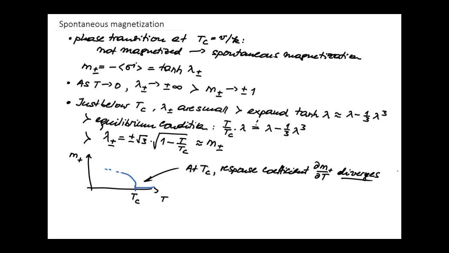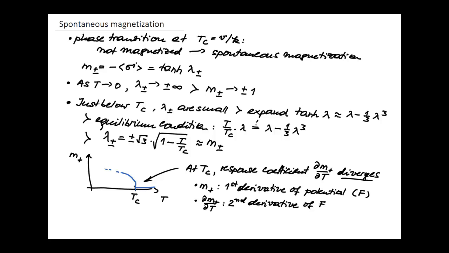Now the magnetization is a thermodynamic variable that you can obtain from the thermodynamic potential, in this case the free energy, by taking the derivative with respect to magnetic field. So the m plus, the magnetization, is up to a prefactor a first derivative of the thermodynamic potential, in this case the free energy. So the response coefficient, the derivative of the magnetization with respect to temperature, is therefore a second order derivative of the potential.